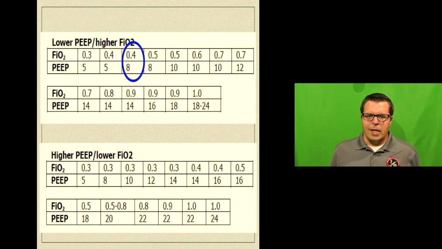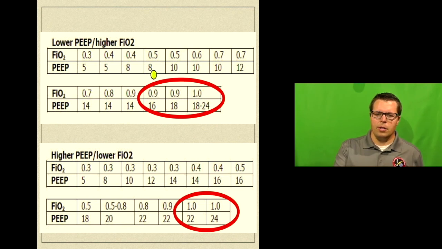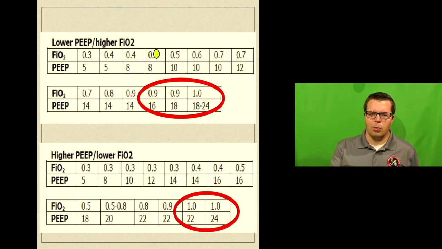We come back now, his SAT's 85%. Okay, still a little bit suboptimal for where I want. So now I've gone up on his PEEP. I will increase his FiO2 up to 50%. So now he's at 50% FiO2 and 8 of PEEP.